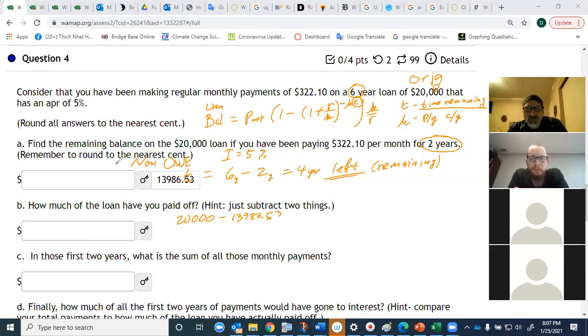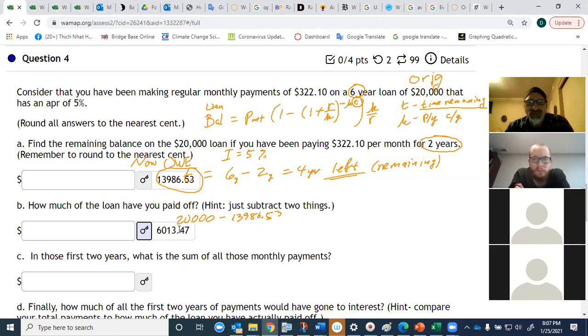So it's important that you know how to find the remaining balance on a loan. And so we'll go ahead and double check that. What does that come out to be? A little over, look, 13,986. That's $6,013. That's what you've paid off.